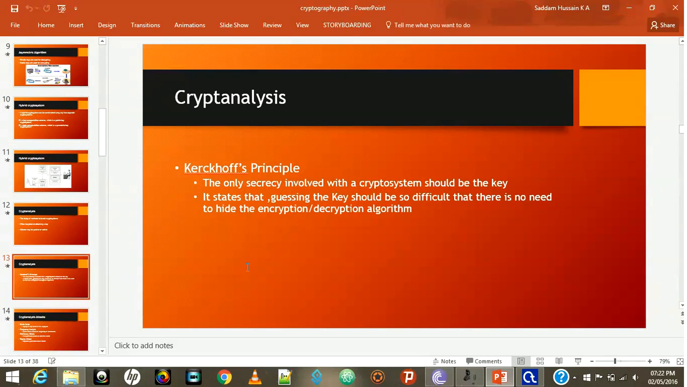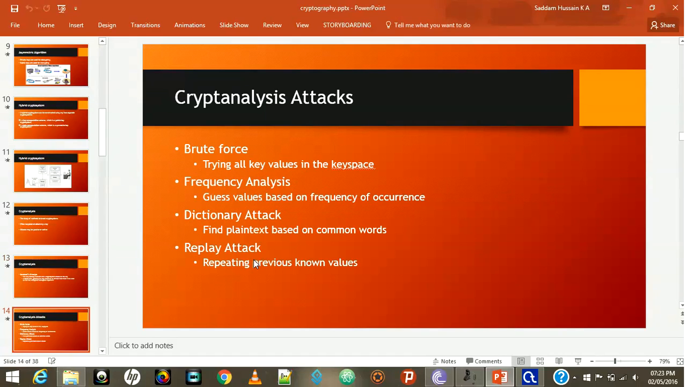Then we have Kerckhoffs's principle. It says the only secrecy involved with the crypto system should be the key. We know that the secrecy involved in the crypto system is the key. So Kerckhoffs's principle says that guessing the key should be so difficult that there is no need to hide the encryption and decryption algorithm. That is Kerckhoffs's principle. Then we have cryptanalysis attacks.